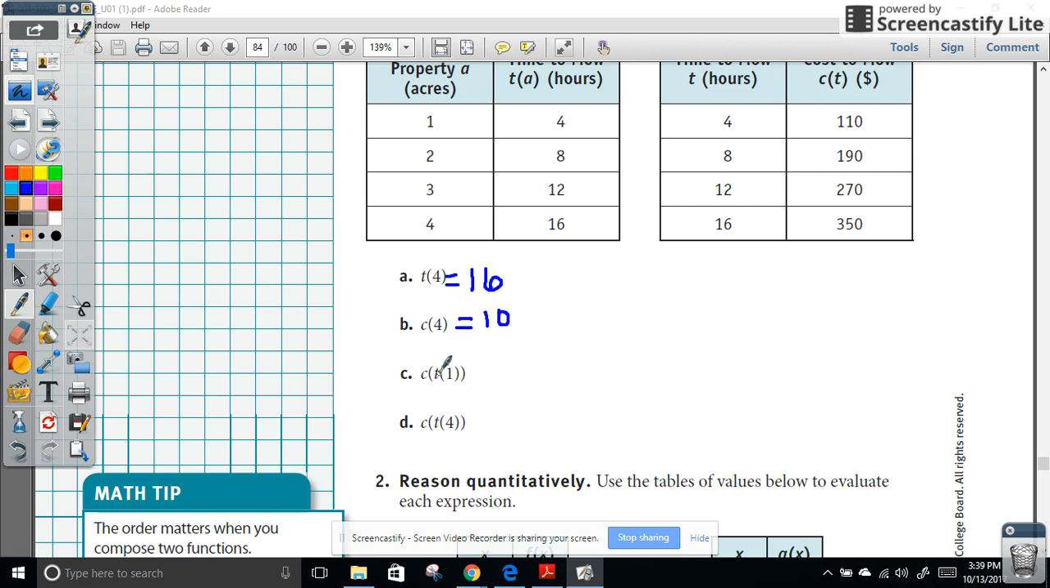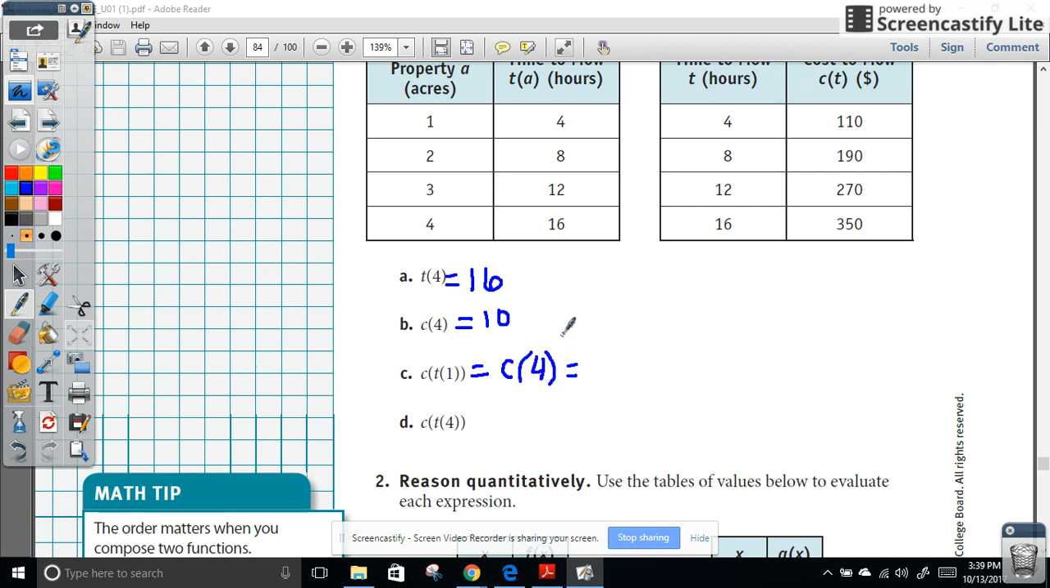This one is asking us to do two things. It's asking us to take the time function right here, and it's asking us to say, okay, we've got 1 acre to mow. How much time will it take? So you go up here and you look at the time function. 1 acre to mow is going to take 4 hours. So we evaluate that first function and we get the answer to be 4.